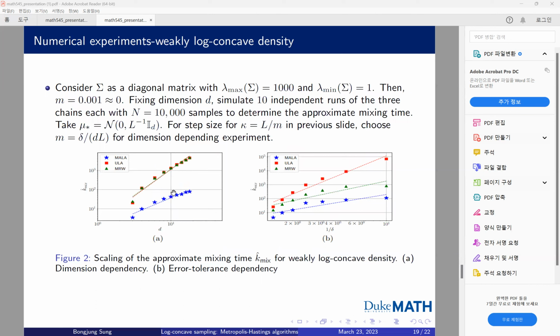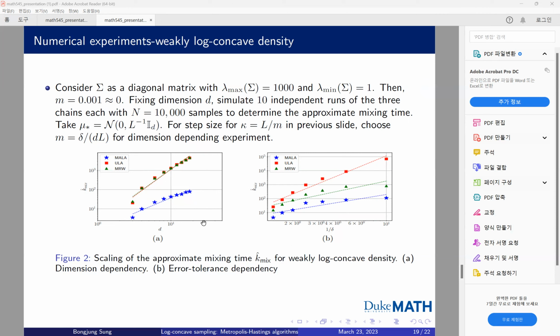Now we consider the scenario for weakly log-concave density, with a large maximum eigenvalue of lambda and a small minimum eigenvalue of lambda at sigma, so that the convexity parameter m is almost 0, which mimics the weakly log-concave density. Again, we consider the same sampling scheme except we modify the initial distribution, and we consider the step size kappa from the previous slide by choosing m to be delta over d for the dimension dependence experiment.